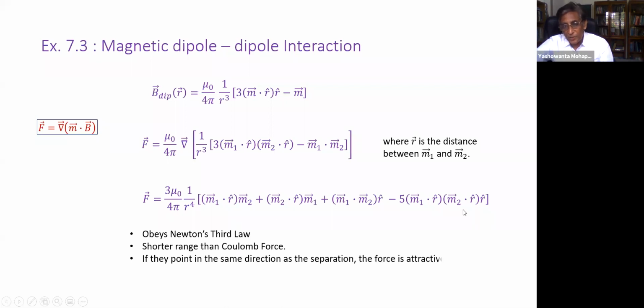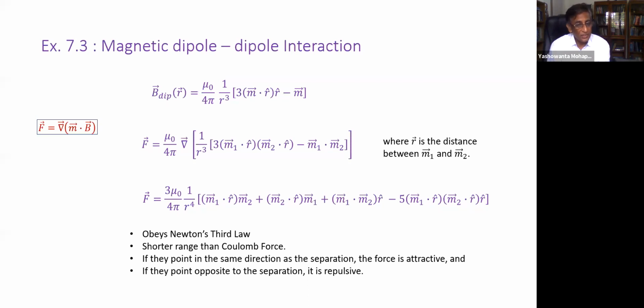Obviously, you can see from here that it obeys Newton's third law. It is shorter range than the Coulomb force, as you would expect. If they point in the same direction as the separation, then the force is attractive, if you think of two magnets. If they point in opposite directions, then the force is repulsive. You are going to use this, or obtain this independently, in the problems that I've given in the home assignment.